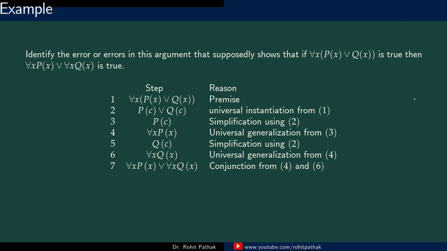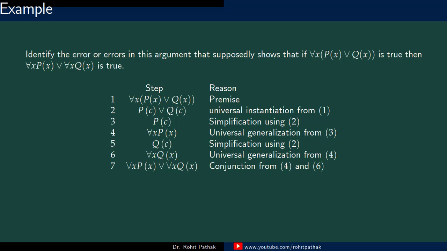Now look at the next example. Identify the error or errors in the argument that supposedly shows that if for all x, Px or Qx is true, then for all x Px or for all x Qx is true. So this is the argument which somebody has written, and we have to find the error in it. Starting from the first step, for all x, Px or Qx, this is the premise, this is correct. Then universal instantiation from 1, this is also correct, this is true for any arbitrary c.